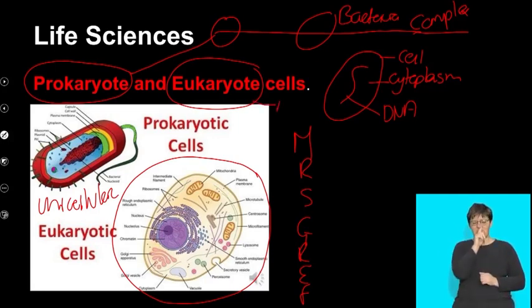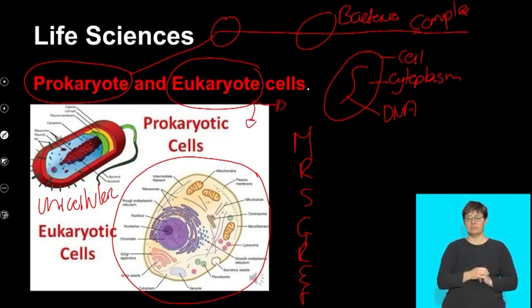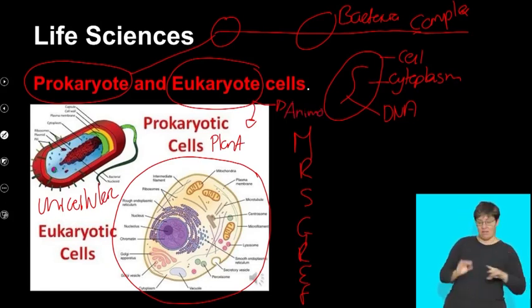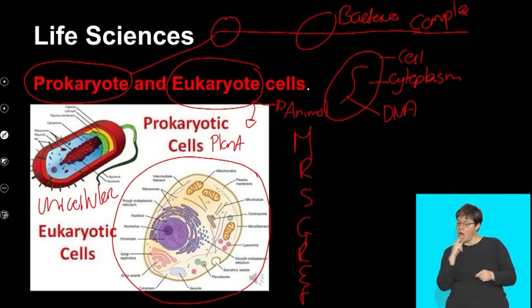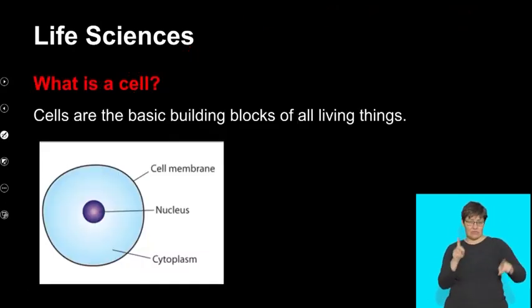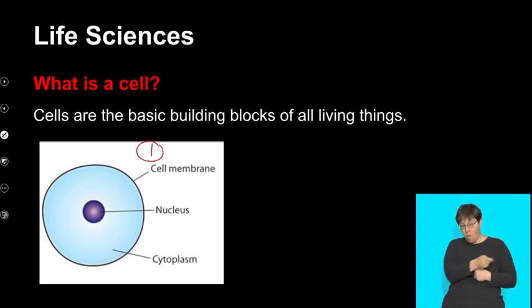Now, when we look at the eukaryotic cell, we are going to divide that cell into a plant cell and an animal cell. And remember, guys, you must be able to tell the difference between a plant cell and an animal cell. Now, when we looked at this concept of a cell, we noticed that all living cells, especially eukaryotic cells, have three basic things in place. Number one, they're all surrounded by a cell membrane.